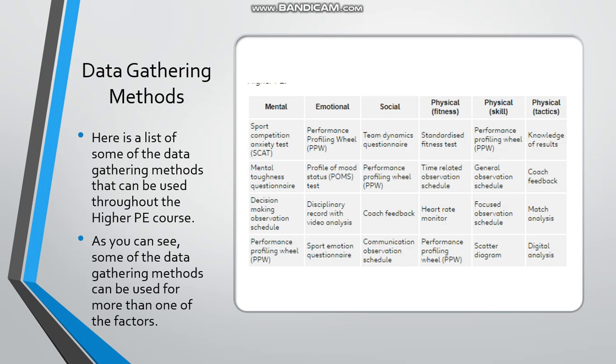So here's just an overview and a list of different data gathering methods. You can have a look at this, and you can pause it for a minute if you like. As you can see, the performance profile wheel is through all the different factors. If we go second in from the right, the physical skills, this is what we're looking at just now. You've got the performance profile wheel, which we'll look at, the general observation schedule, which we'll look at, and the scatter diagram at the bottom, which we'll look at as well, okay?